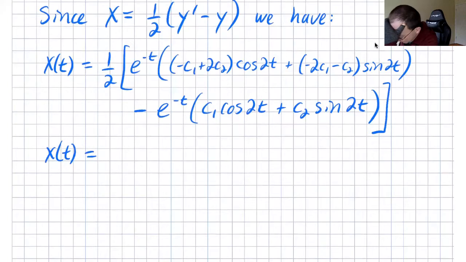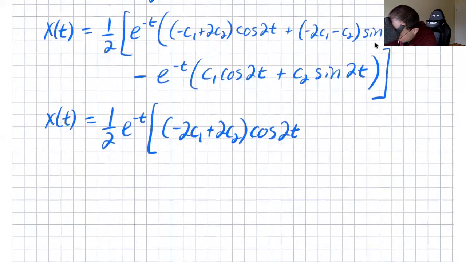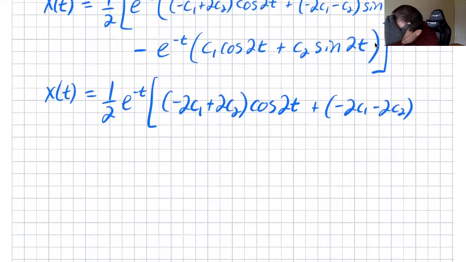Okay, let's write that out. I'm trying to do maybe too much in my head. So let me factor out the e to the negative t first. Then this first term is going to be negative 2c1 plus 2c2 cosine 2t. And then here we have this and then minus this. So I'm going to get minus 2c1 minus 2c2.